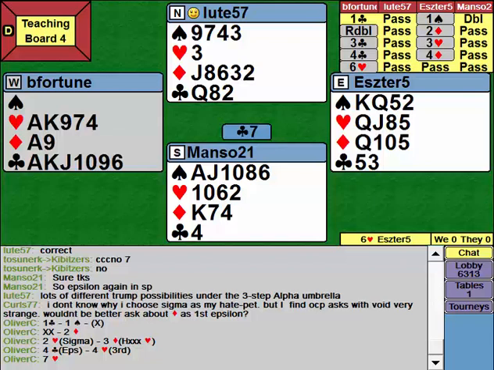Okay, so sigma is unashamedly slam investigating. As John rightly pointed out here, there's a huge range here for that three-step alpha response. It could be anything from four small to four to a top honor. It might even be five to a top honor. Okay. And West is immediately thinking about potentially being in seven hearts here as soon as they get a positive response to their heart alpha. So the first thing really should be to double check on trump solidity.